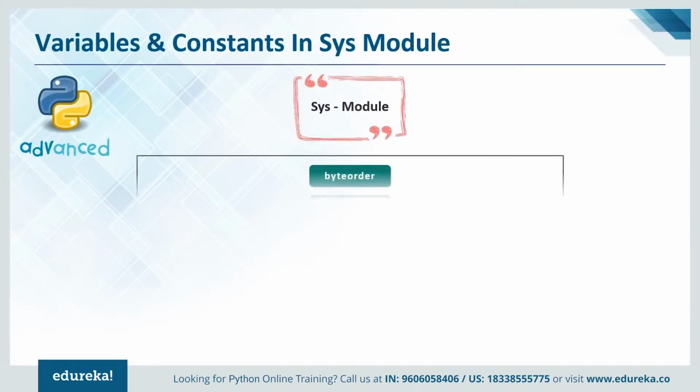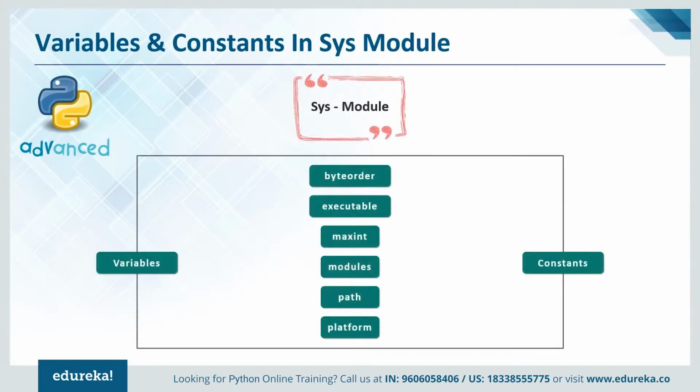So next, let us check out some interesting variables and constants that are present in the sys module. Guys, you have many here, and let me quickly walk you through a few. So we have byteorder, executable, maxint, modules, path, platform, and many more. So what is byteorder? Well, byteorder is basically an indicator of the native byte order, guys. Simple as that. So what's executable? Well, a string containing the name of the executable binary. What I mean is the path and the executable file name of that particular Python interpreter.